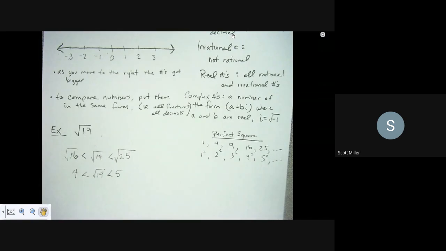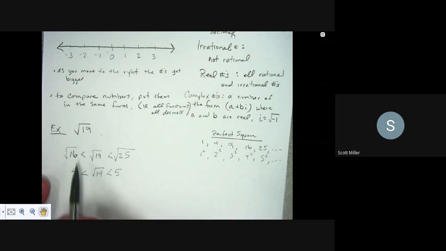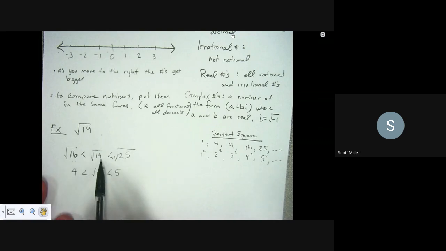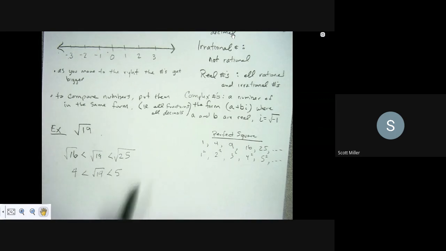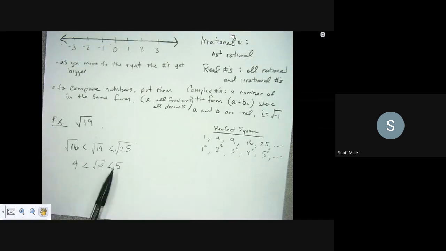Okay. Now I can go one step farther here. Now let me ask you another question. This is 16, that's 25. Where is 19? Is it closer to 16 or is it closer to 25? It's actually closer to 16, isn't it? It's 3 away from 16, and it's what? 6 away from 25, right? So it's 3 in one direction, 6 in the other direction. So what decimal would you ballpark that at? I mean, it's less than halfway between them, right? So then my answer has to be less than 4.5, doesn't it?